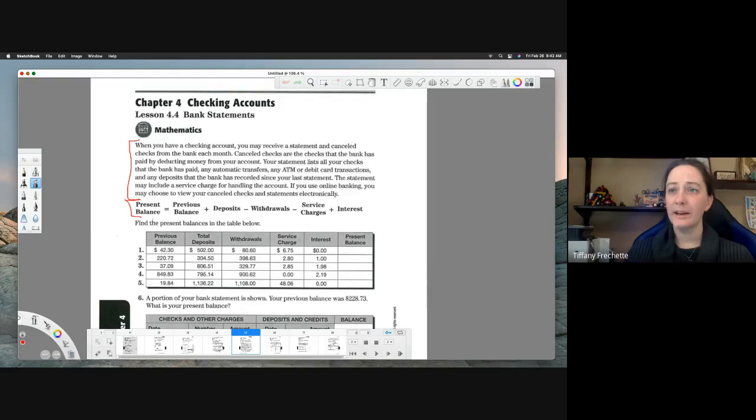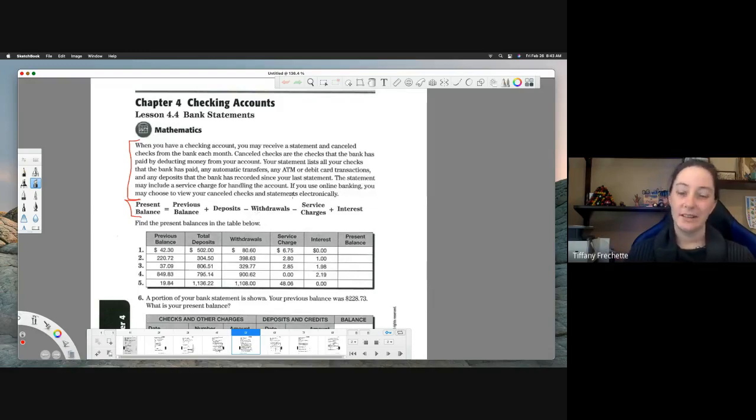All right, so now we have this equation or formula down here at the bottom. So present balance equals previous balance. So what did you start with on that day? Plus any deposits, minus any withdrawals, minus any service charges. So if you get a service charge for the month, then you need to make sure you take that into account. It's money that they're taking from you.